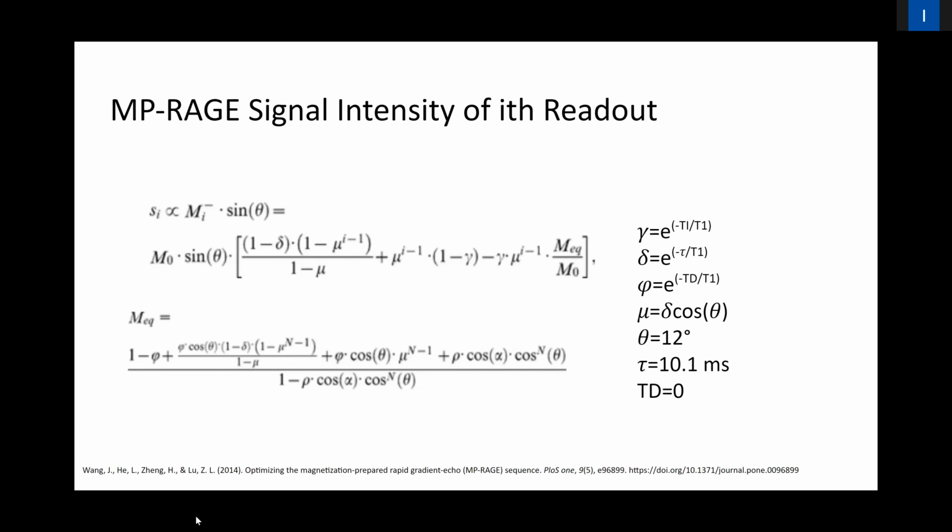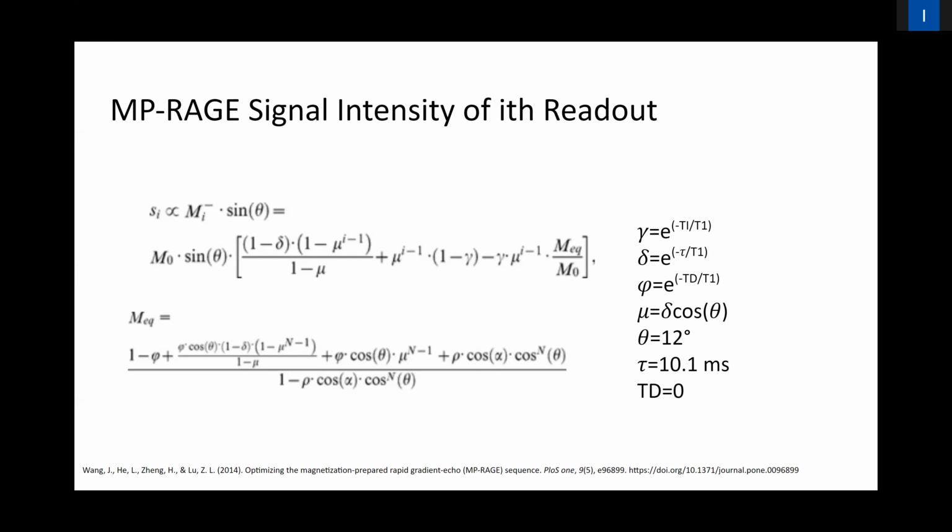So as mentioned by Sam, MP-RAGE is a gradient echo sequence where a 180-degree inversion pulse is followed by rapid RF pulses. The equations above are proportional to the signal intensity at the ith RF readout pulse. Immediately, we can see that if we compare two different tissues, the T1 values will impact the constants gamma, delta, phi, and mu. The constants TD, N, theta, alpha, and tau represent the delay time, the number of pulses, flip angle of the RF pulse, inversion angle, and the spacing of the echoes, respectively.